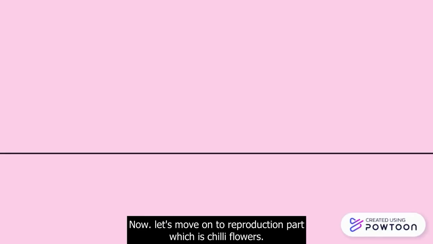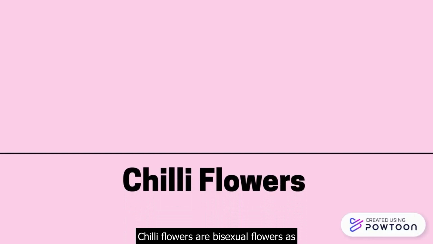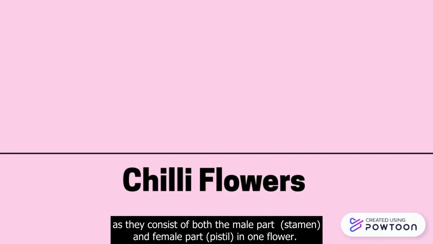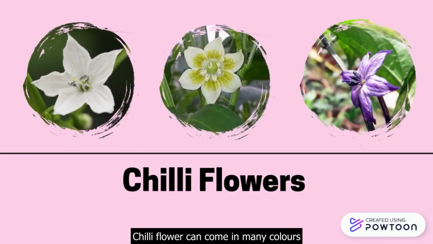Thank you, Khang. Now let's move on to the reproduction part, which is the chili flower. Chili flowers are bisexual flowers as they consist of both the male part, stamen, and the female part, pistil, in one flower. Chili flowers can come in many colors such as white, yellow, and purple depending on the variation of the chili plant.